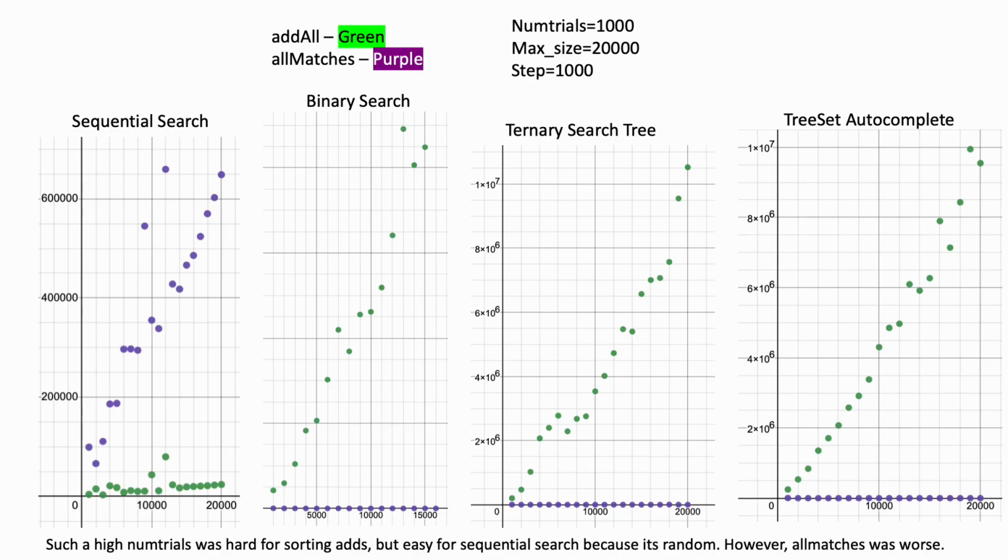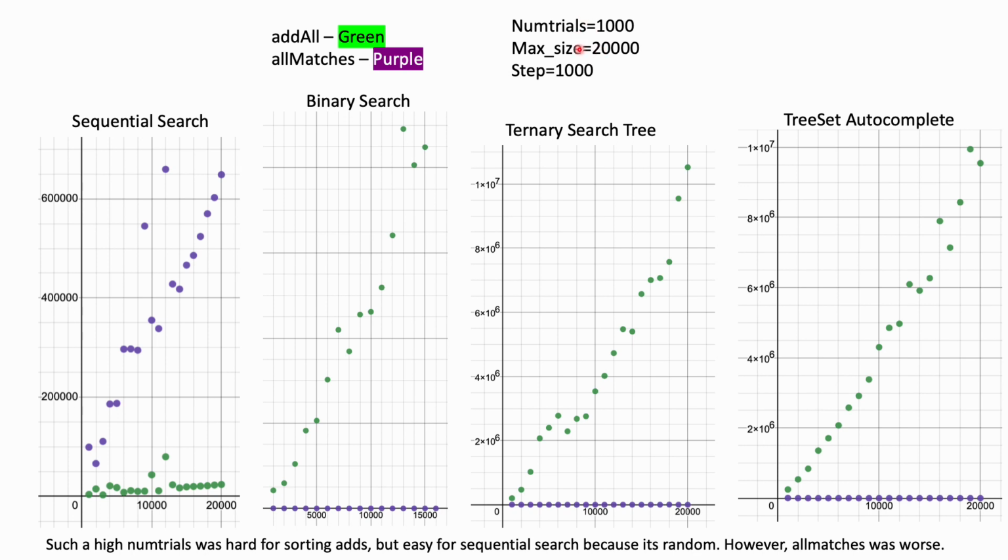So the charts ended up showing that sequential search had the best performance for addAll, a worse performance for allMatches given our specs for the way that we did our trials. Binary search had very bad performance for addAll, great performance comparatively for allMatches. Ternary search tree had bad performance for addAll, great performance for allMatches comparatively again, and same goes for tree set autocomplete. Pardon me for not having the label here. It will be there.